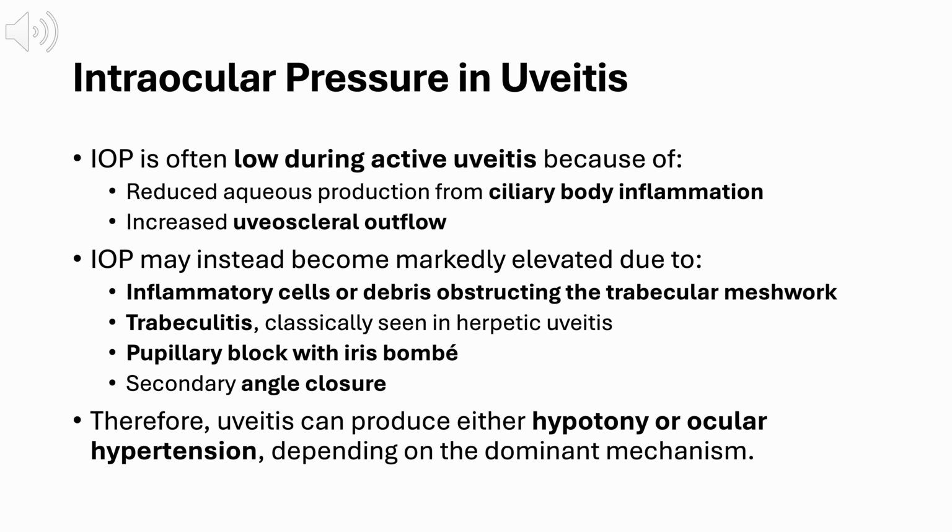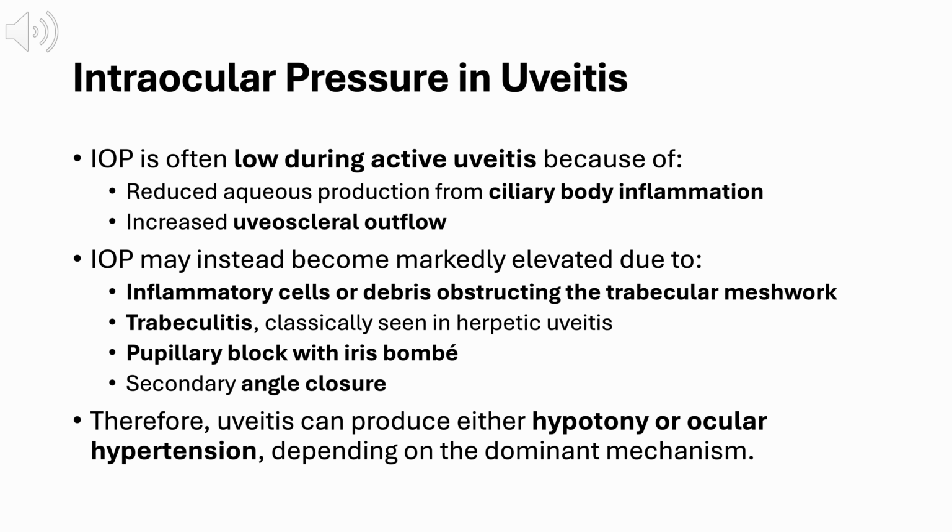Intraocular pressure in uveitis is genuinely two-faced, and understanding why keeps you from being fooled. Often the pressure is low during active inflammation because the inflamed ciliary body makes less aqueous and because uveoscleral outflow increases. Less fluid in, more fluid out.